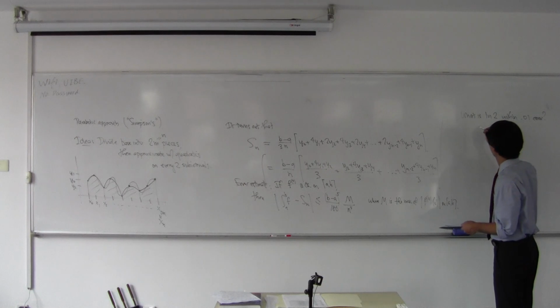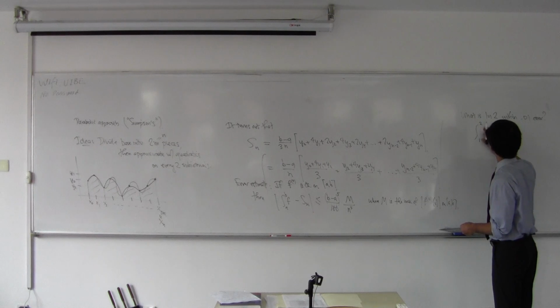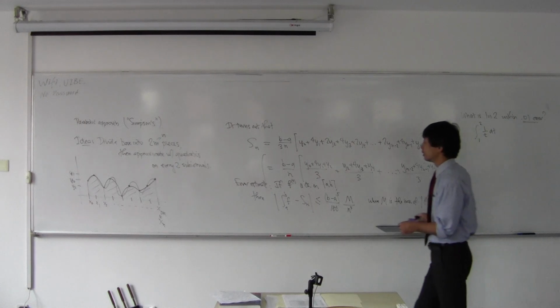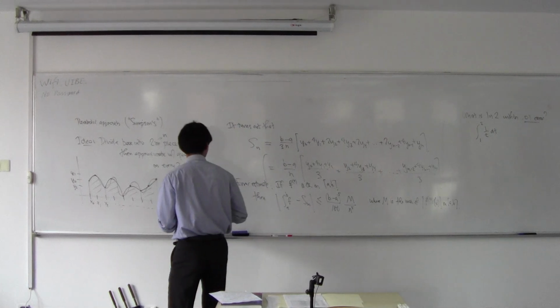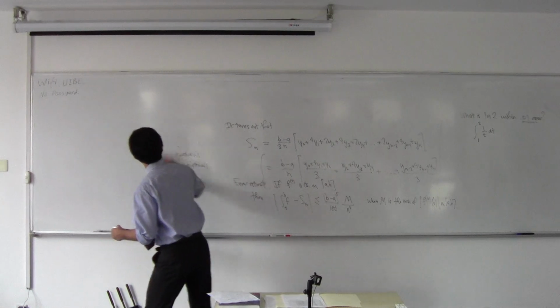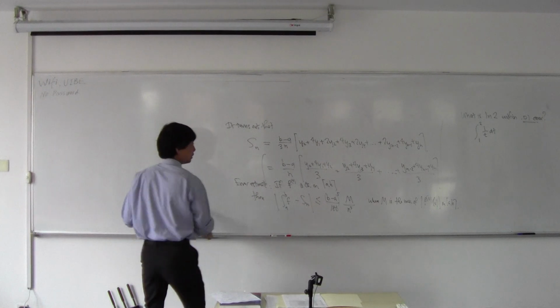So you'd say, okay, well, I know that the natural log of 2 is the integral of 1 over t between 1 and 2. So what I need to do is approximate this, and I need to approximate it well enough that my error is smaller than 0.01. So what would you do?